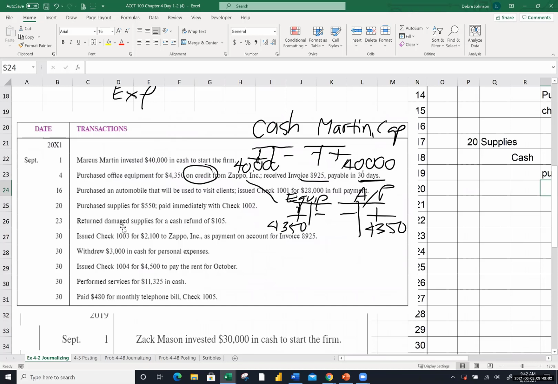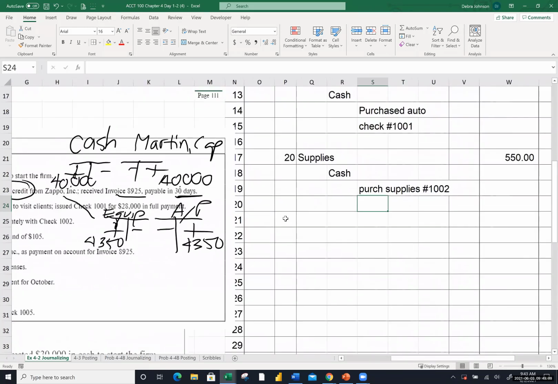All right, next one, returned damaged supplies. Maybe they bought some notebooks. I know I bought 3-ring binders before and the 3-ring thing wouldn't open properly. I had to take some back. So think about what happened. We just purchased supplies for cash and now we're taking some of it back. That means if you paid cash for it, they're going to give you a cash refund. So think about what's going on. Your cash just went up because they gave you a cash refund, and your supplies went down because you returned some of them. Okay, so I have to list my debit first.